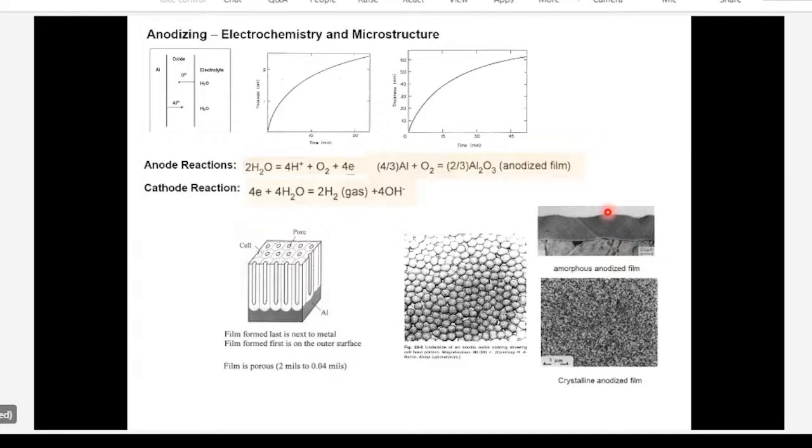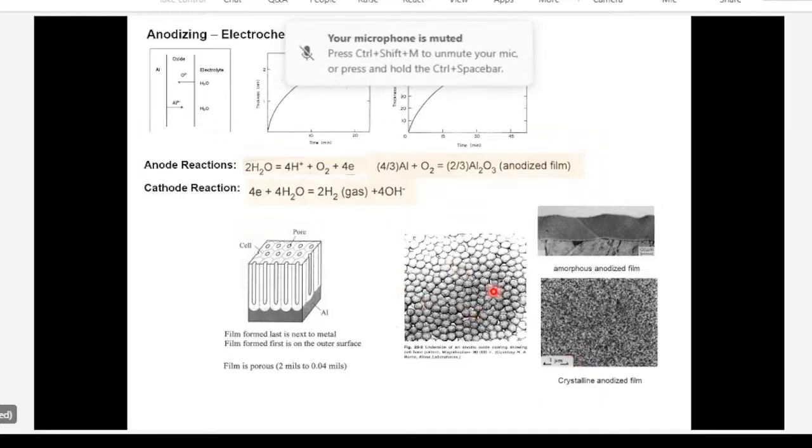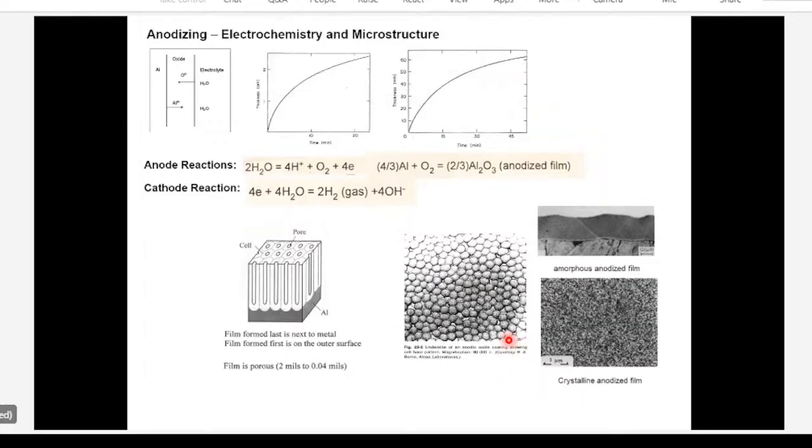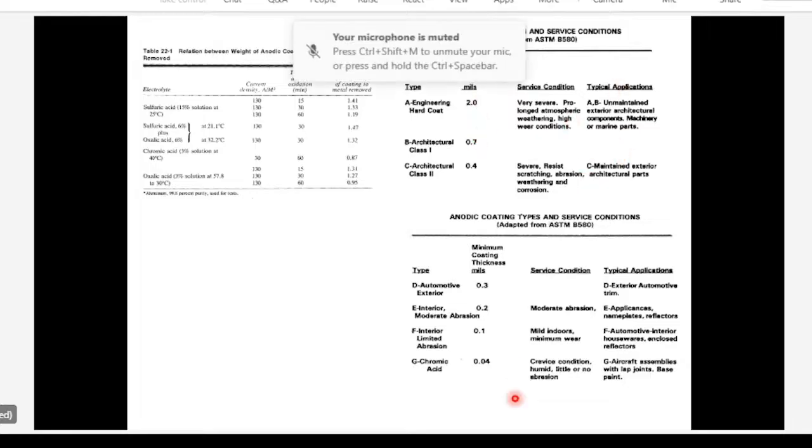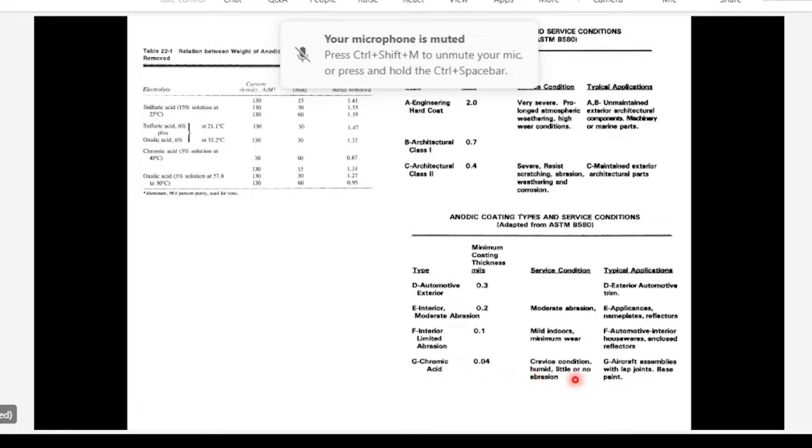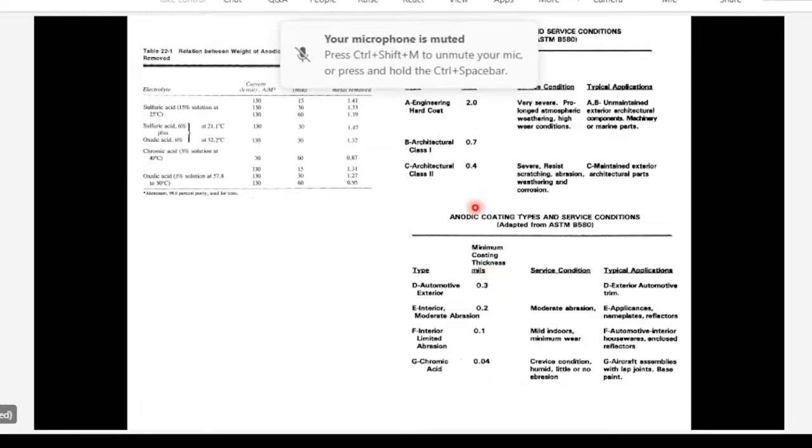Again, we'll not go into the chemistry, but this is a high magnification picture of what the anodized surface looks like. This is almost nanometer size, so you're looking at very fine pores on the surface of the anodized part. Depending on the thickness of the anodized film, you have different application areas. If you have a very thin anodized film, then the surface conditions should be very mild. And as the thickness of the film is higher, the surface conditions could be more severe.